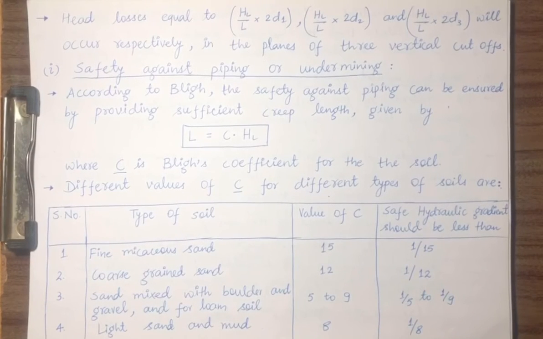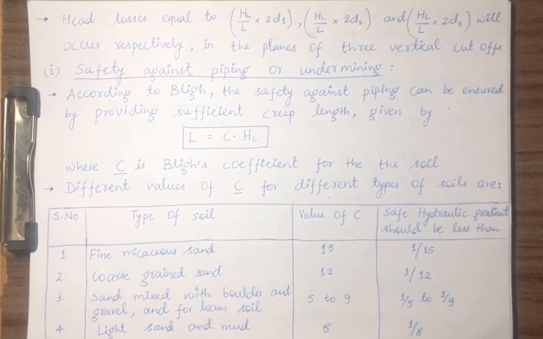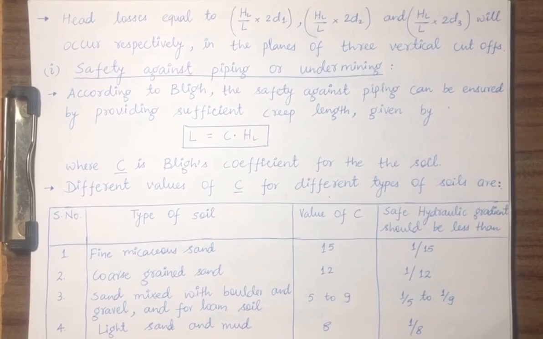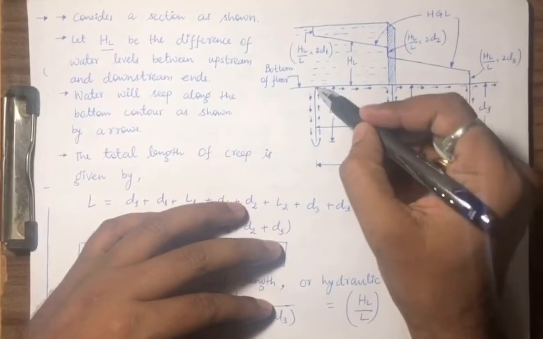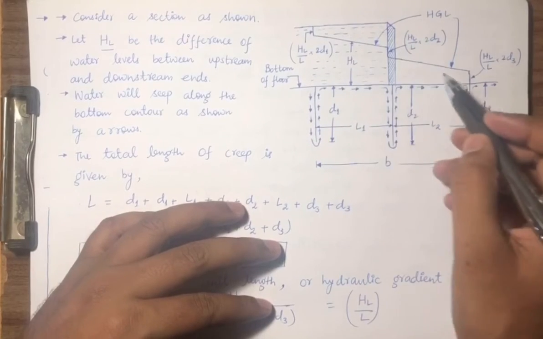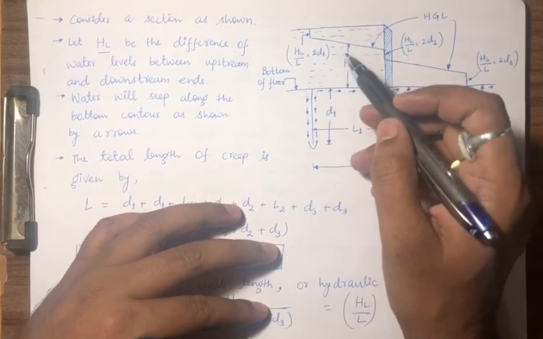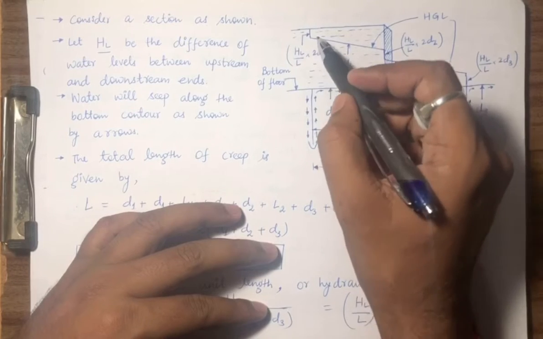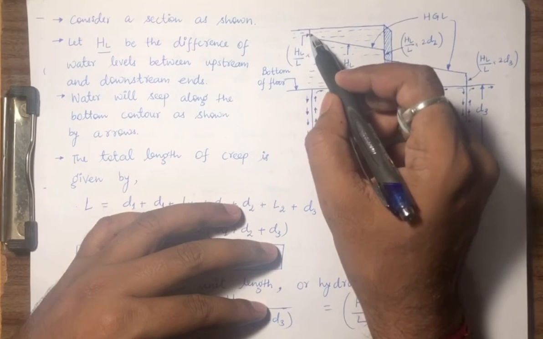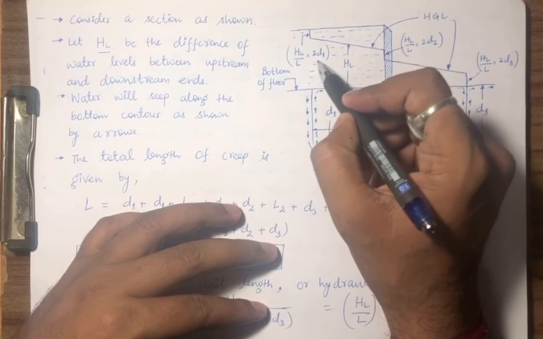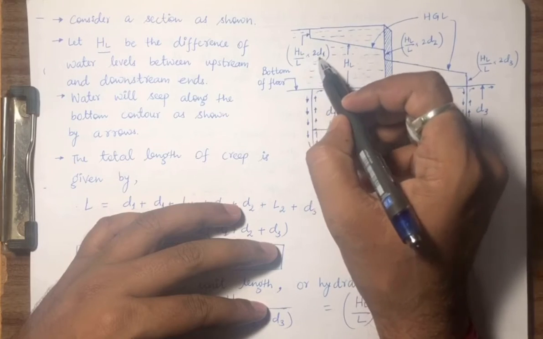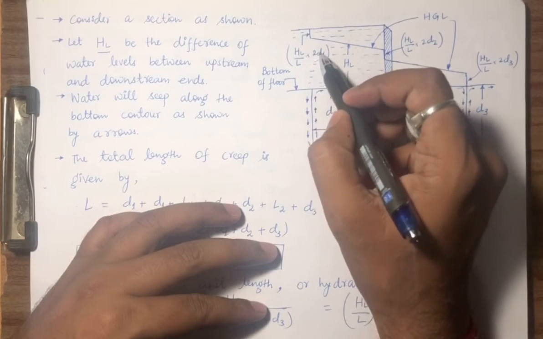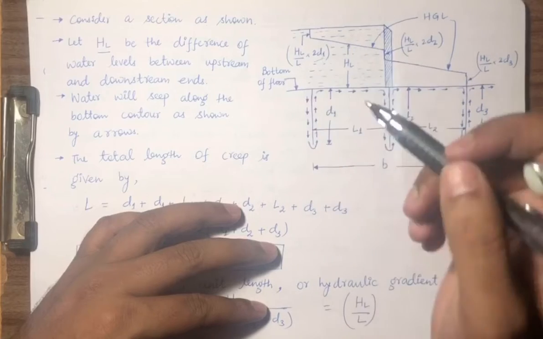So head loss is equal to HL by L into 2d1. At this point, this is a linear curve, so it would be directly proportional to the length. So here it is HL by L, and the distance covered by water from this point to this point is 2d1. So HL by L into 2d1 will be the hydraulic gradient or head loss.